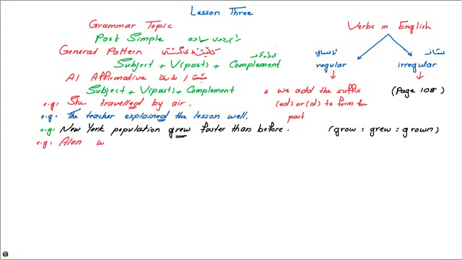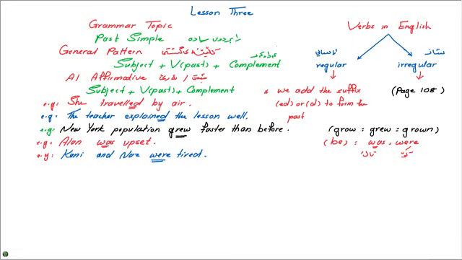Alan was upset. Look at the verb was. The base of this verb is be. Verb to be, in past form, we have was and were. Was for singular, were for plural. And we can say, Penny and nurse were tired. Here we have the verb were.